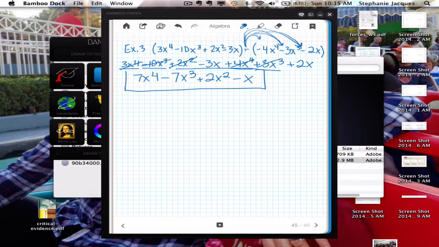So that's the answer. The only thing you need to remember is distribute your negative to everything. Change all your signs on the inside. Okay? All right. We'll work on this.